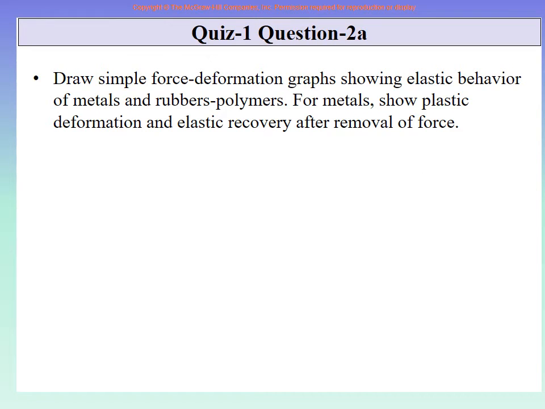Let us go to question 2 and part 2A. Draw simple force deformation graphs showing elastic behavior of metals and rubbers polymers.